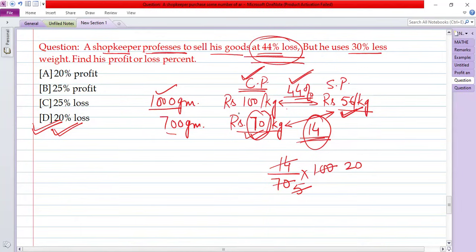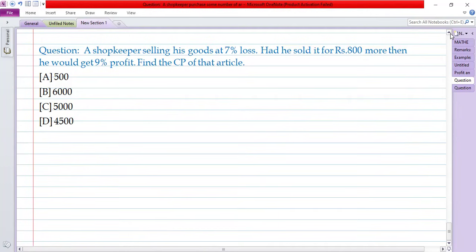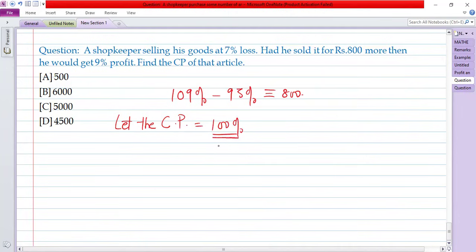So one can easily see that this 44% is not the actual loss. The actual loss is somewhere here, corresponding to 20%. So here, basically, we have to calculate that 109% minus 93% is equivalent to 800. Actually, here we will assume let the cost price be 100%.